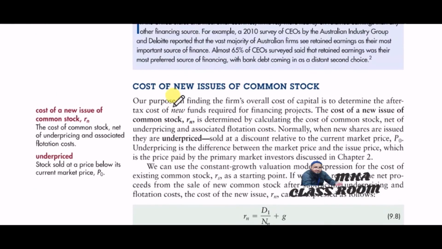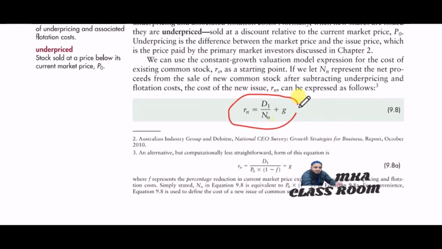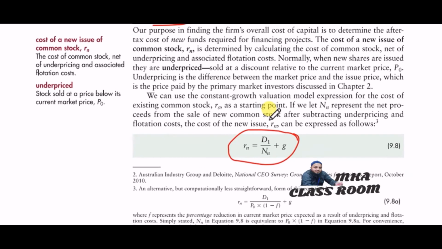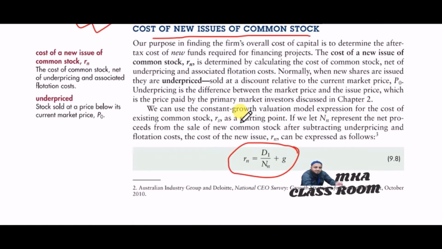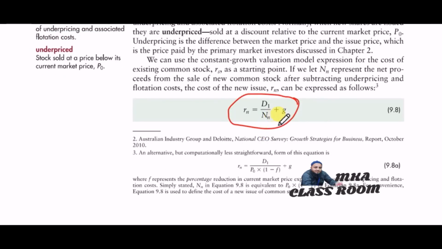So here is a new thing: cost of new issue of common stock, the cost of common stock net of underpricing and associated flotation cost. So that is the formula for a new issue of common stock: RN equals expected dividend D1 over N plus G.